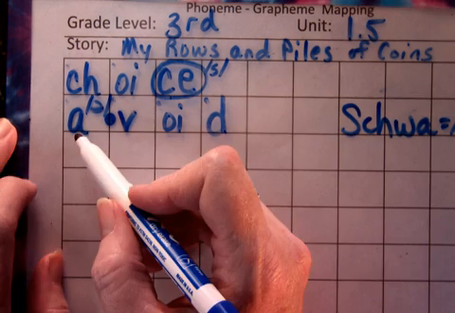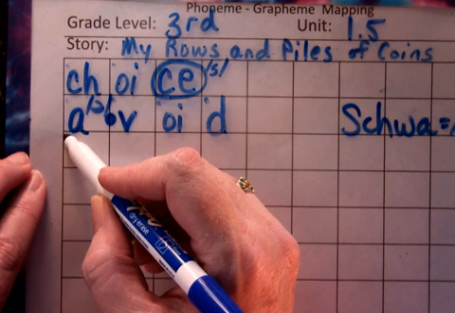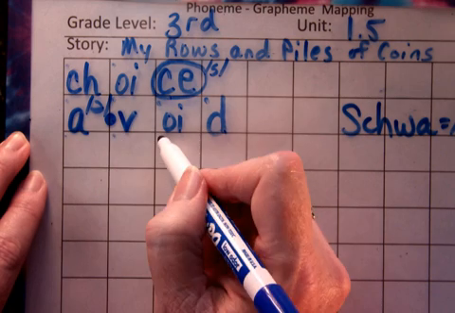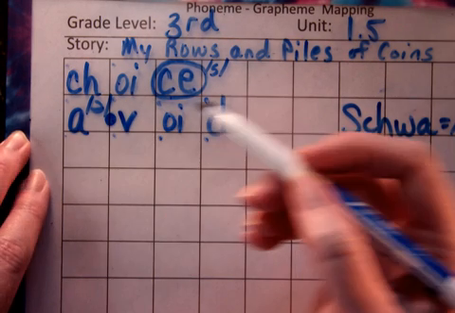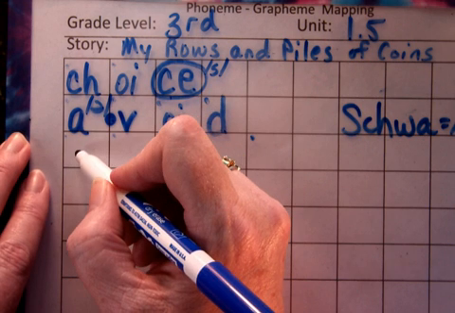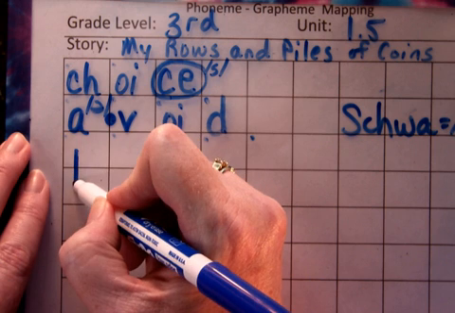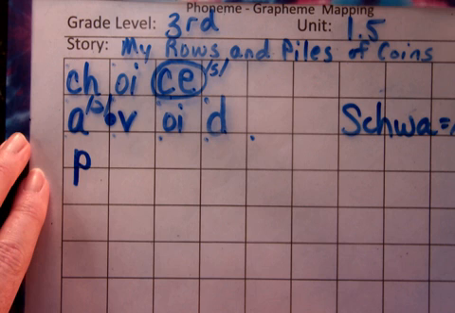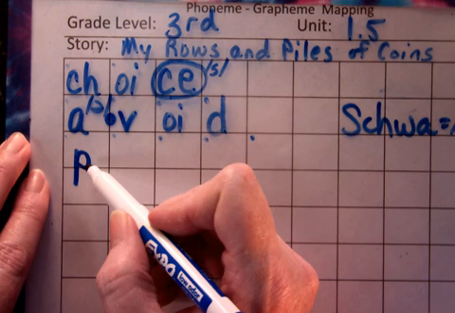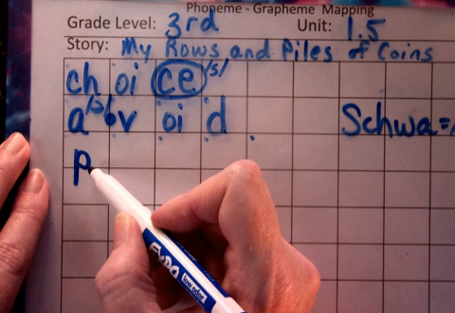The next word is poison. Stay away from poison. The first sound is p, p. My lips are closed and I pop the air. The line goes under the writing line. The bubble sits on top of the writing line. If the bubble of your P is not sitting on the writing line, please erase it and write it correctly.